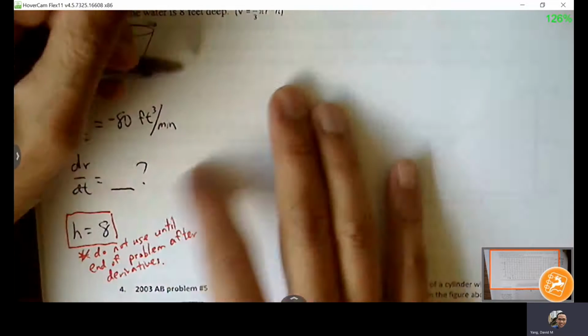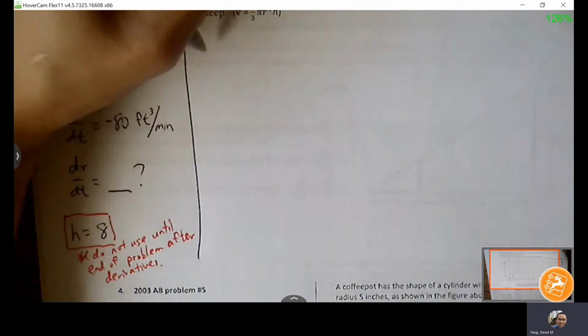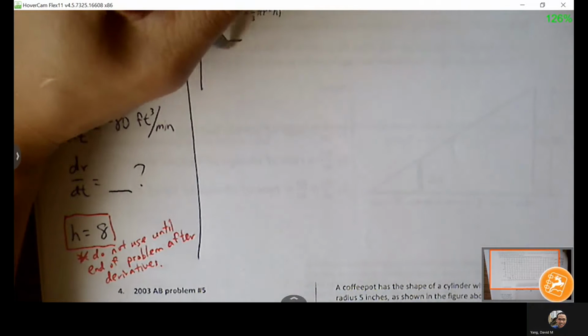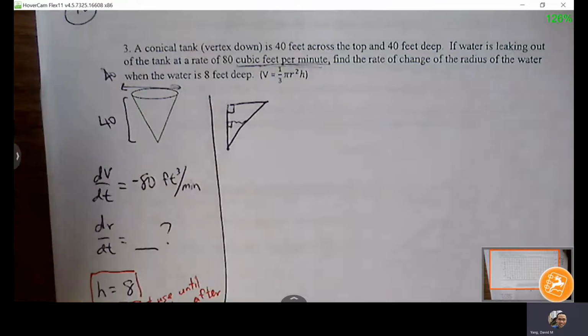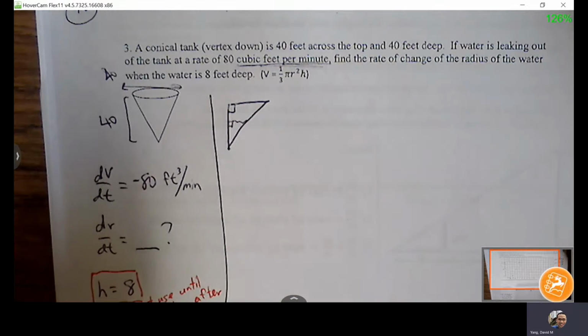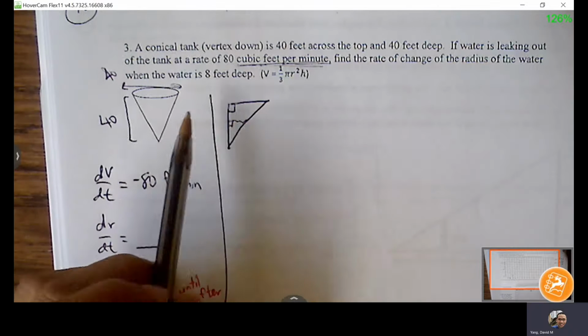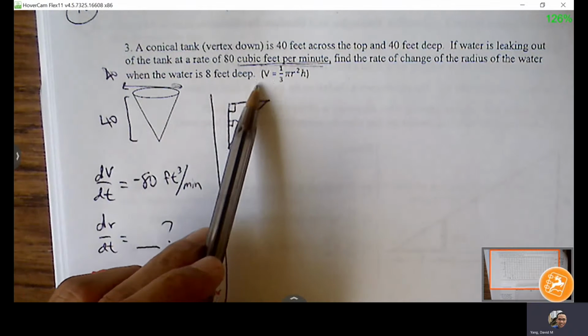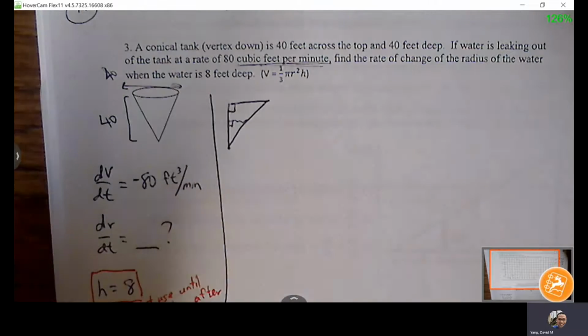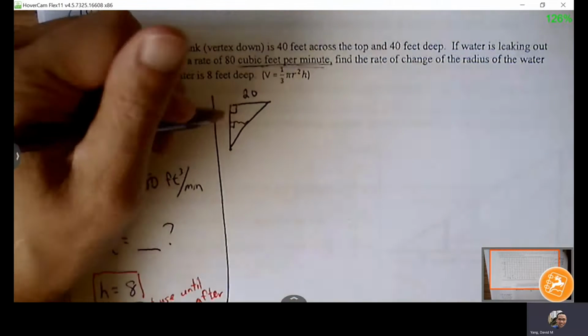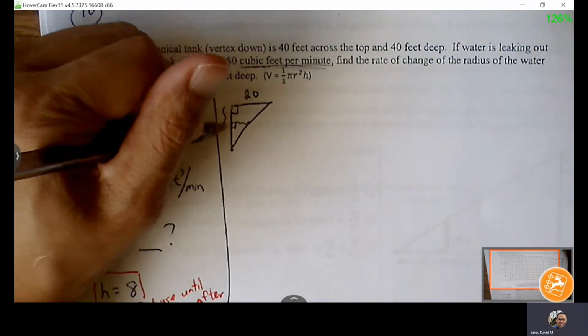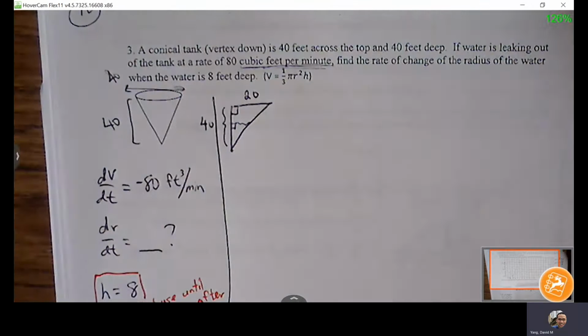Okay, but we're always going to do our similar right triangle here. What are the dimensions that I can put onto my diagram? The radius is 20, and then the feet deep is 40. H and R.